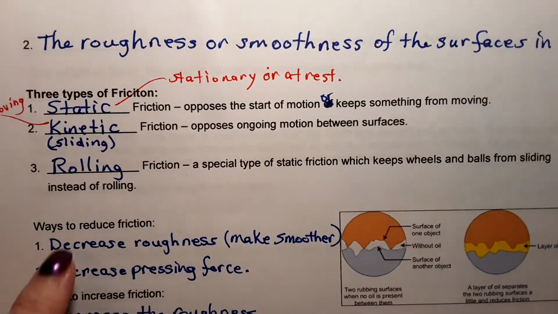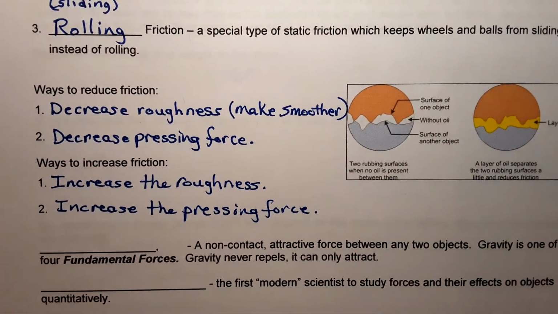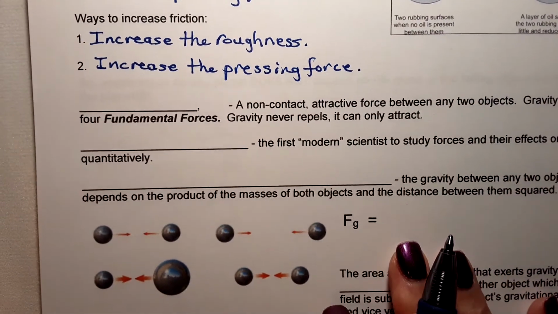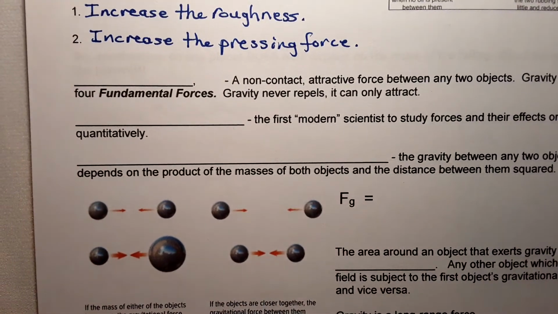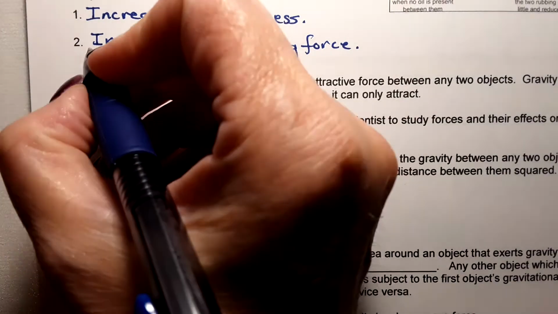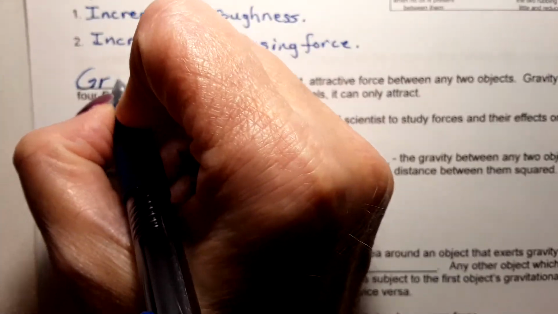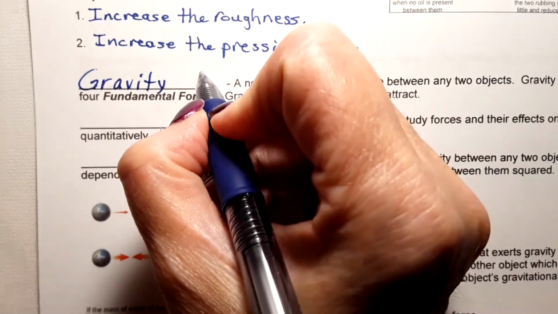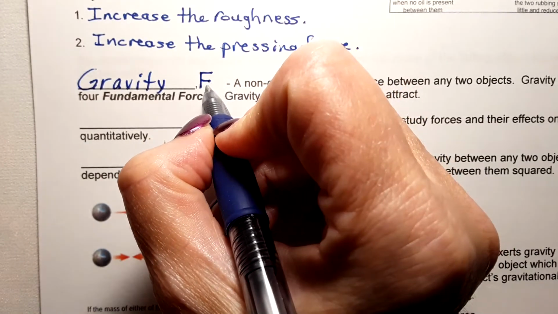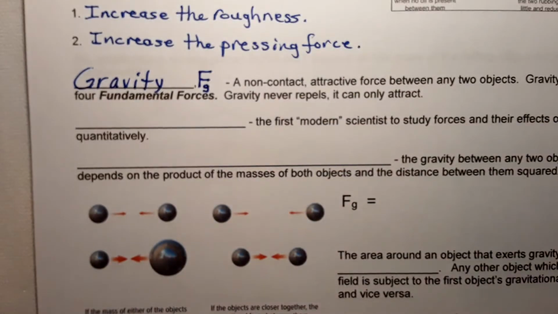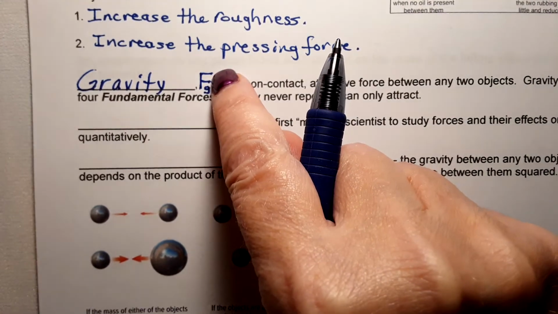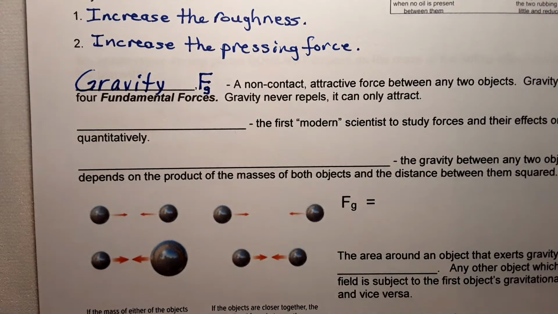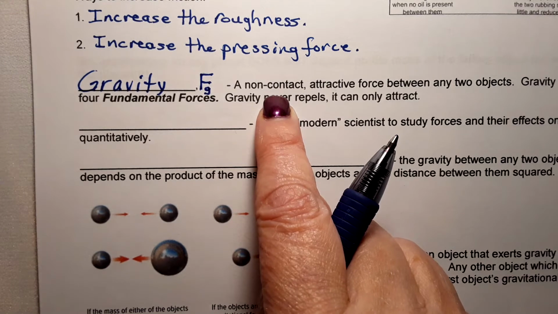Here's where we were. We talked about static, kinetic, and rolling friction and ways to reduce friction and ways to increase it. Now, let's continue by talking about another force that affects us every single day of our lives, and that is gravity. Typically for gravity, we use a capital F with a subscript little g. So that's gravitational force. F for force, g for gravitational. So gravitational force, okay?